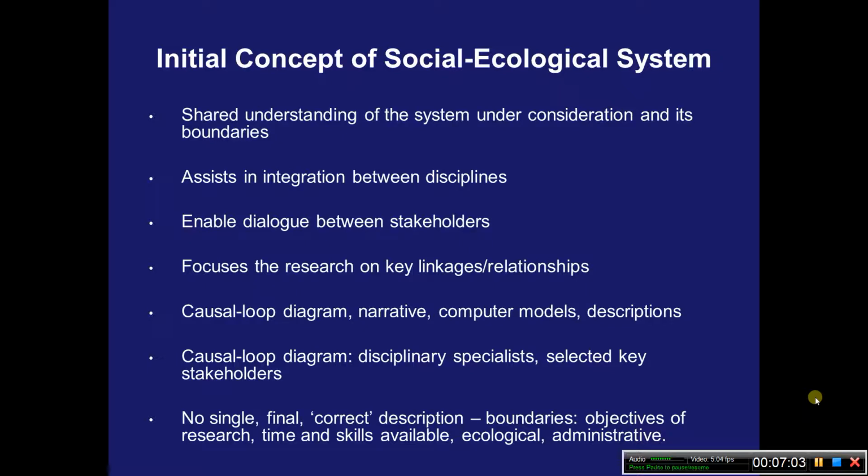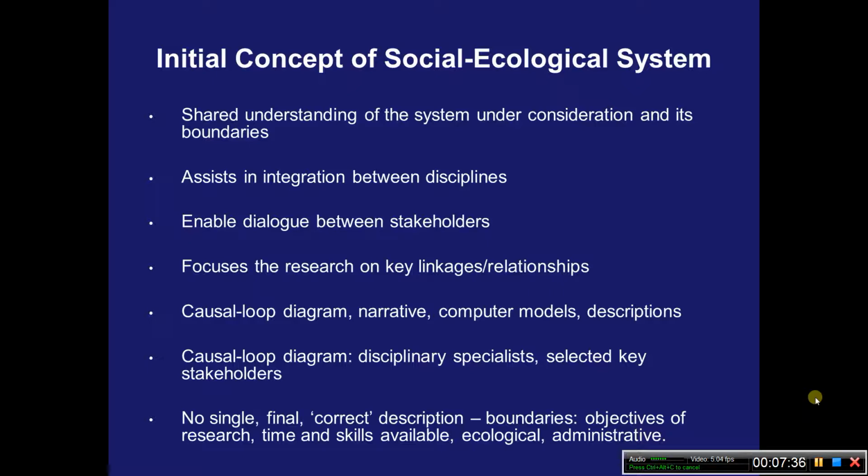So the bottom line here is that we need an initial concept of the system we're considering. That is not only the spatial boundaries, but also the social, economic, and ecological elements and the linkages between these. This assists in integration between the disciplines. It enables dialogue between stakeholders because we're all looking at the same version of the system that we're debating from. It helps the research focus on key linkages.